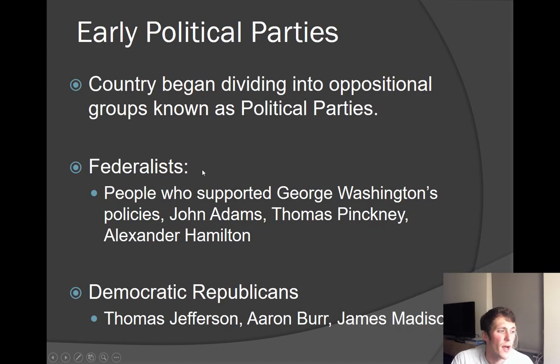So, as we just talked about the early political parties, remember, the Federalists are John Adams and George Washington and Alexander Hamilton being the big one. Washington really didn't see himself as part of one of these parties, though, but his ideals were supported by the Federalists. And the Democratic Republicans are going to be Thomas Jefferson, James Madison, and this guy named Aaron Burr, who will show up momentarily.